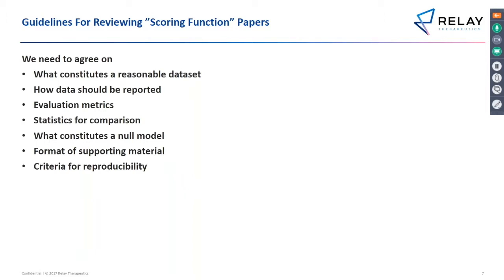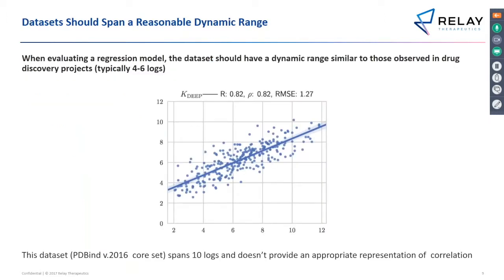But here's a few things that I think we should agree on. One, what constitutes a reasonable data set, right? I appreciate the people who put out PDBbind. It's great. They put a lot of work into this. But I just don't think a data set that spans 10 logs is realistic, right? That's not what we do in drug discovery.